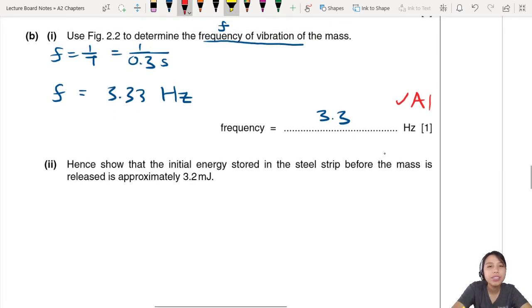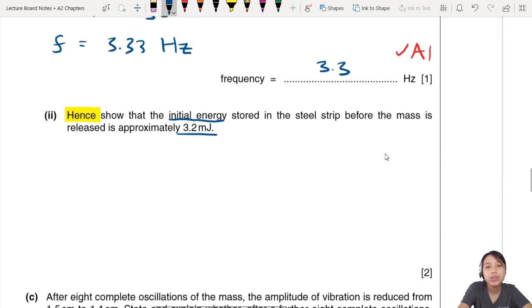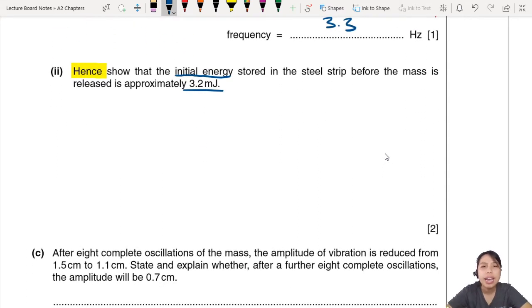Hence is an interesting word. It means somehow you have to use the answer from the previous part inside this one. Hence, show that the initial energy stored in the strip before the mass is released is approximately 3.2 millijoules. So you need to show. They already give you the answer. So you need to figure out how to find energy before the mass is released. So when you bend it, this is where it's supposed to be. But you bend it and then you hold it here. So it's some potential energy stored and that is the total energy.